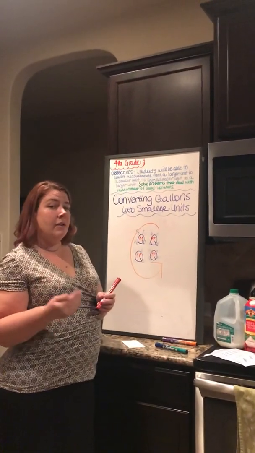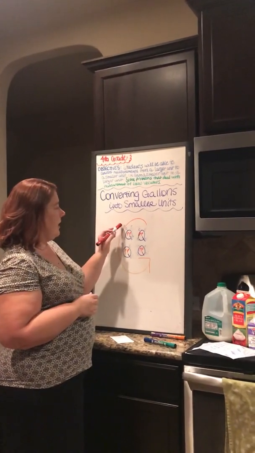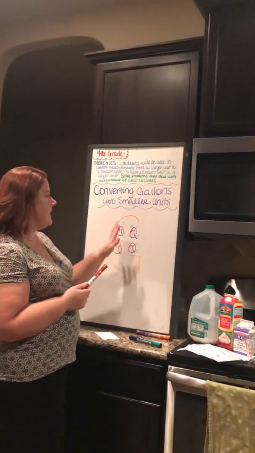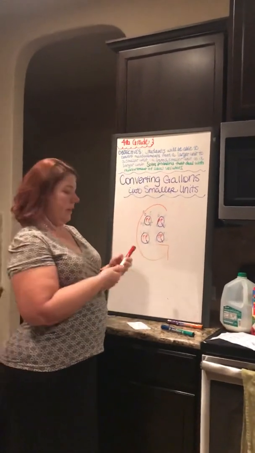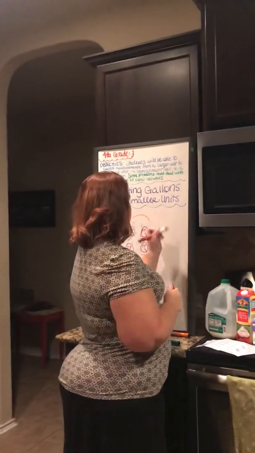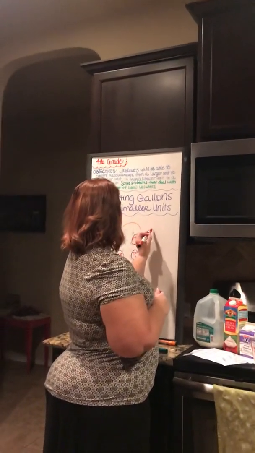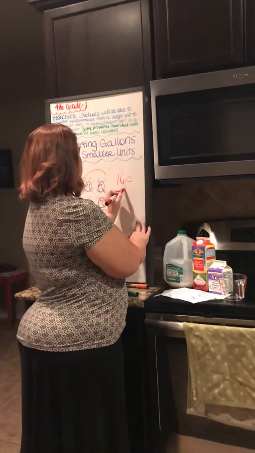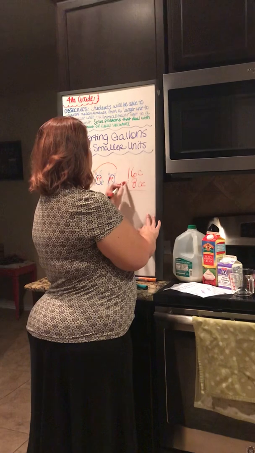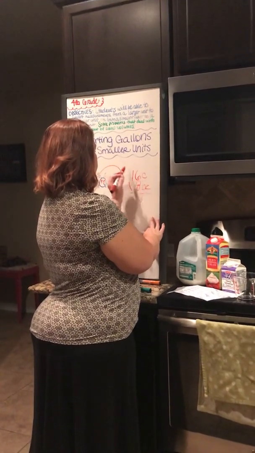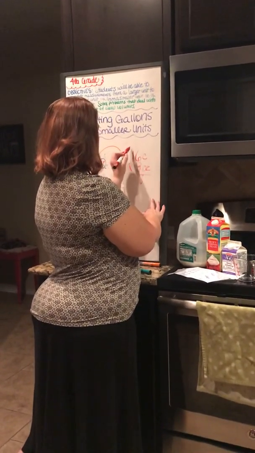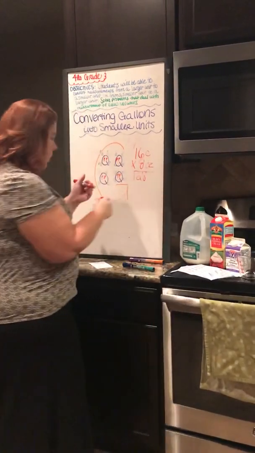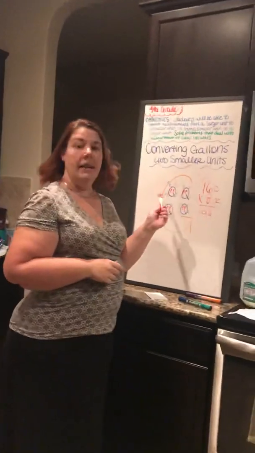If we wanted to know how many ounces, we could actually just take 8 times 16 cups. We know we have 16 cups. We know 8 ounces are in a cup. So that would look like this: 16 cups times our 8 ounces. Yep, 128 ounces in a gallon.